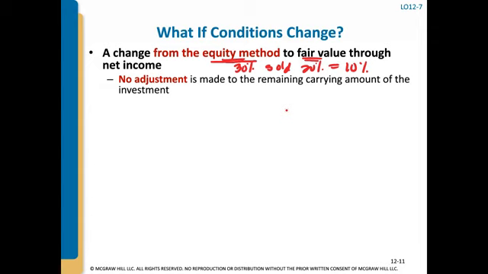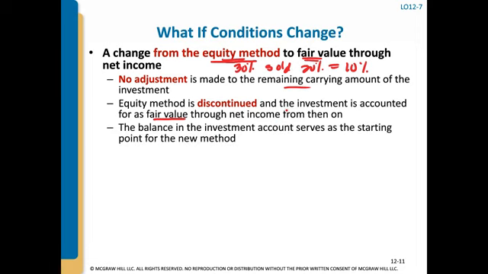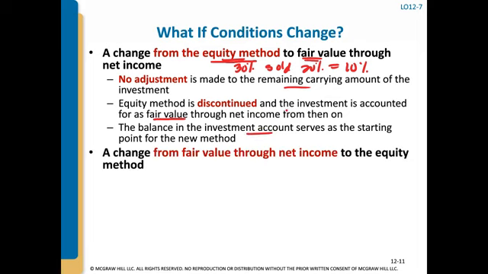In that situation, no adjustment is made to the carrying amount of the investment. Just the equity method is discontinued, and you're going to start accounting for the investment as it's accounted for at fair value through net income from that point on. And the balance in the investment account is the starting point for the new method. So basically, whatever your balance is on that date, you just start accounting for it using the fair value.